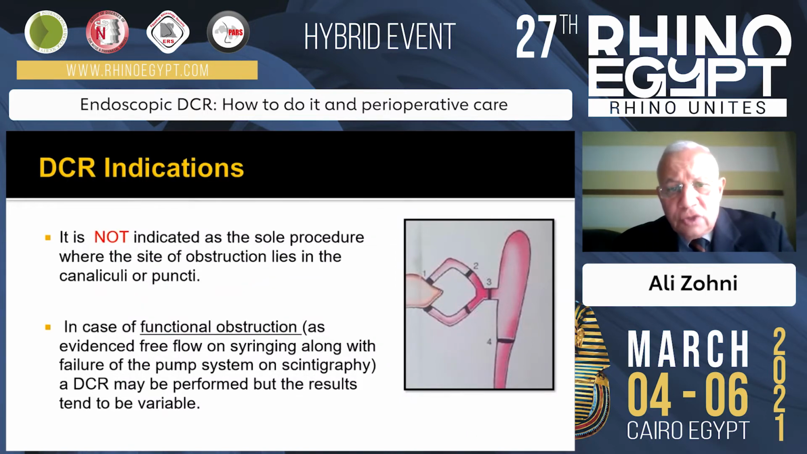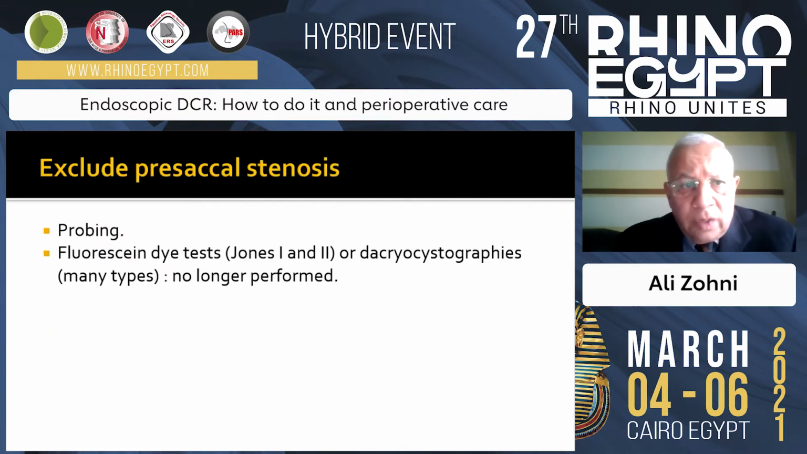In case of functional obstruction, which can be detected preoperatively by the evidence of free flow despite the scintigram showing that there is no functional drainage of the sac, this is the only added value of scintigraphy in the preoperative investigations. We have to exclude perisacral stenosis.